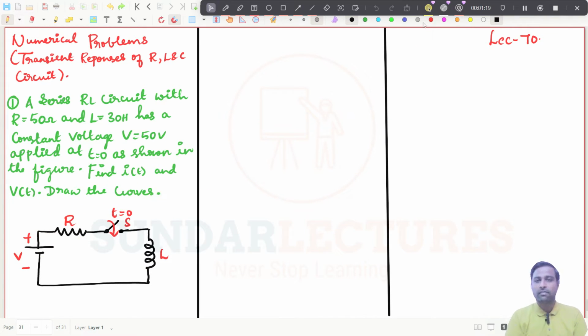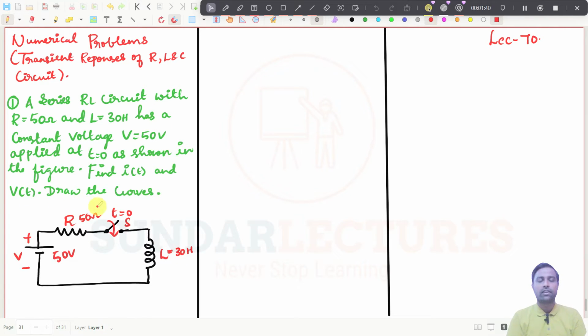See what is the value of V. V is 50 volt, it is given. And what is the value of R? R is 50 ohms. And L they have given 30 Henry, right? So these are the data they have given you, and they are asking you to find what is the i of t and v of t value.